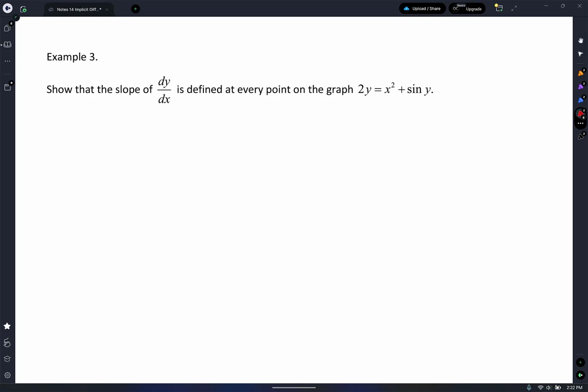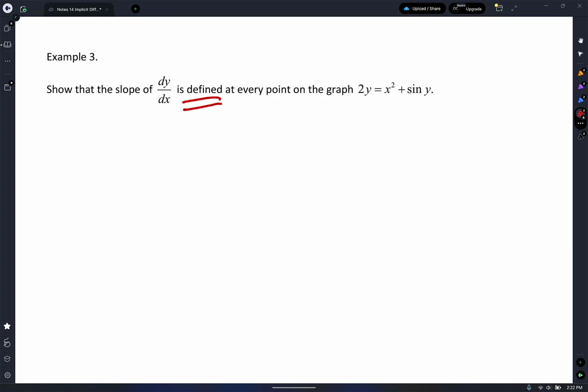All right, guys, focus. It says, show that the slope dy/dx is defined at every point on the graph 2y equals x squared plus sine y. So if it means defined, that means that I want to just get an expression that has the domain all real numbers. That if I have a rational function, I don't ever get a 0 on the bottom. So let's see if that's true.